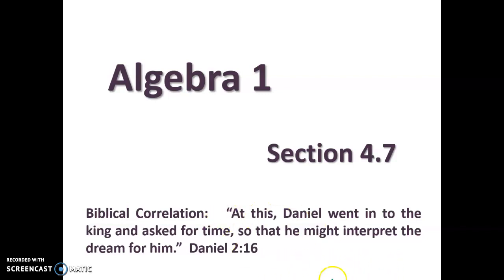It's a very quick chapter. I think you guys will fly through this really quickly here. We are looking today at absolute value inequalities.